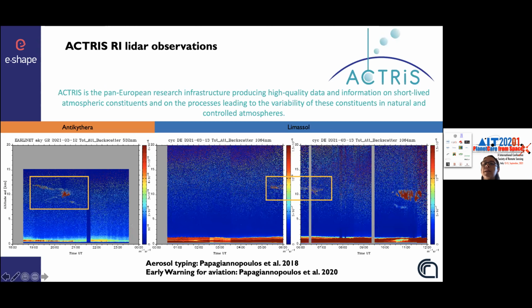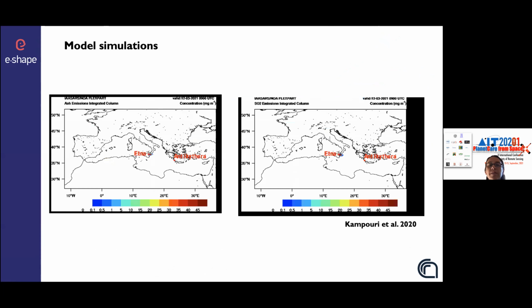And on this kind of data, we can apply some methodologies which are tailored for aviation, and I will show you later in more detail, to identify the volcanic ash. This is a model situation, a simulation instead, with the forecast of the plume made by NOAA, where you can see the ash plume moving toward Antikythera.